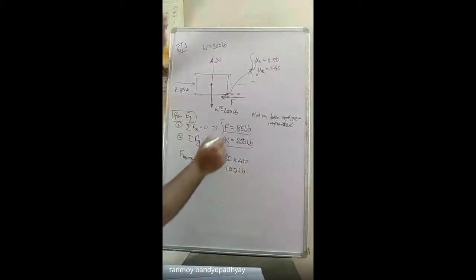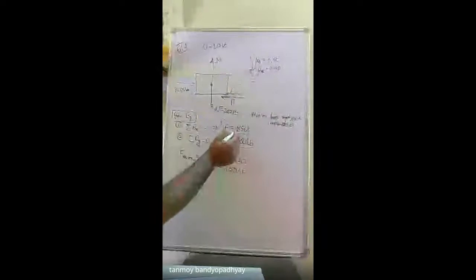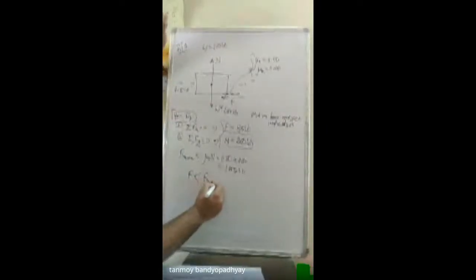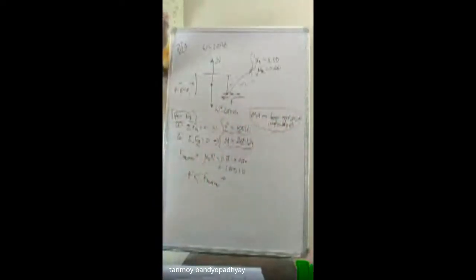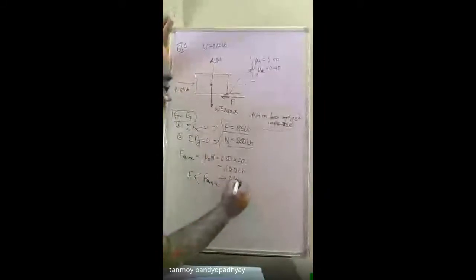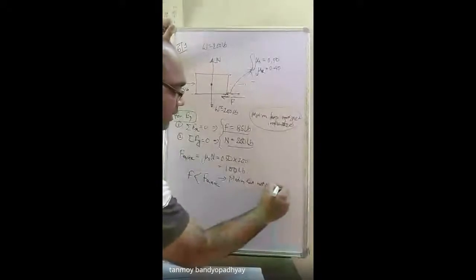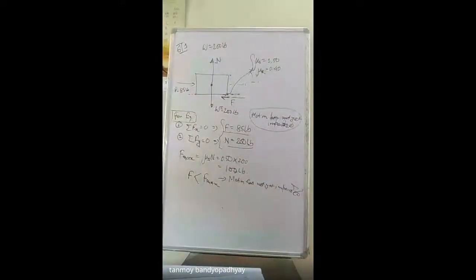Now let's check. This is the frictional force that we have got from the equations of equilibrium. You can see that this force is still less than F max. So F is still less than F max, which means the assumption that we have made is correct. So we can write number one: motion has not yet impended.